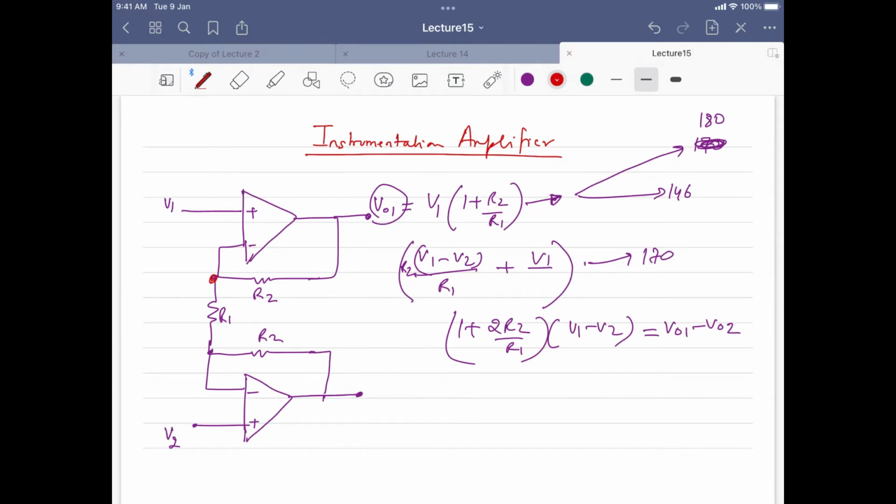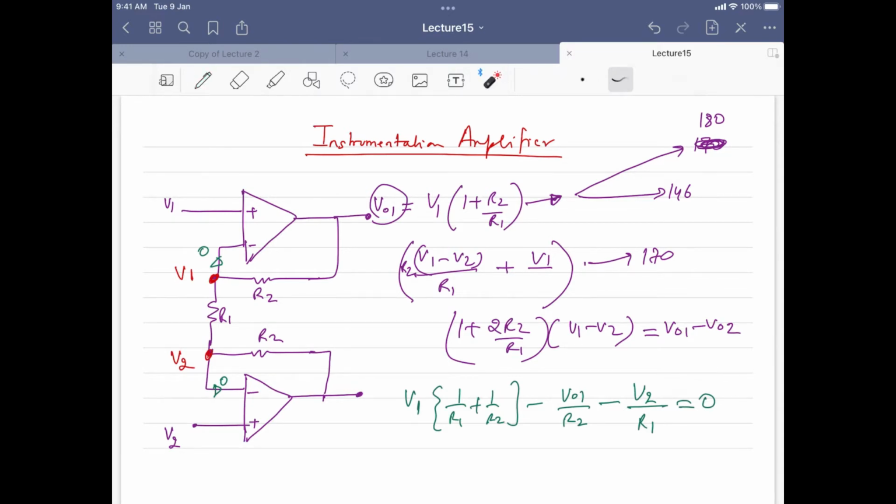Here you have V1, this side you have V2, as it's a virtual short, right? So here this is zero current and here also you have zero current. If we have these things, you can easily write nodal analysis at this node, which is this red point. So what is that? It is V1 (1 over R1 plus 1 over R2) minus VO1 by R2 minus V2 by R1 equal to 0. So this is the first equation that you will write for this particular point.